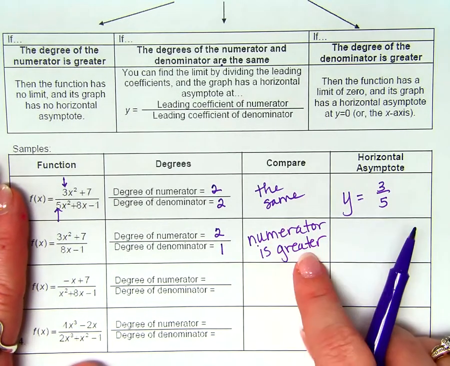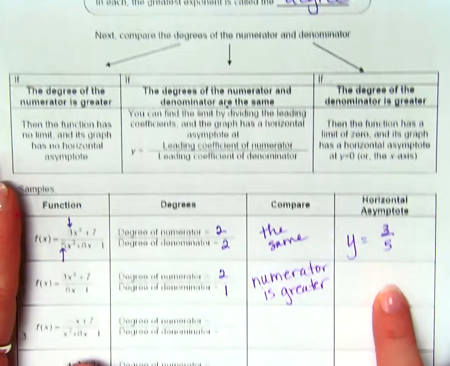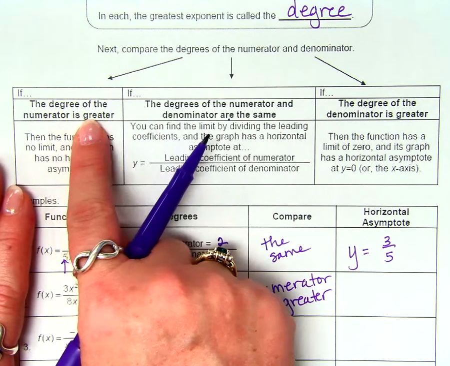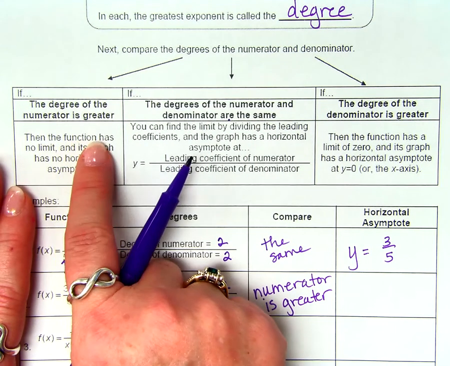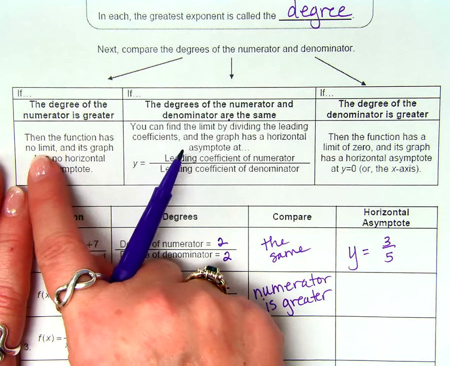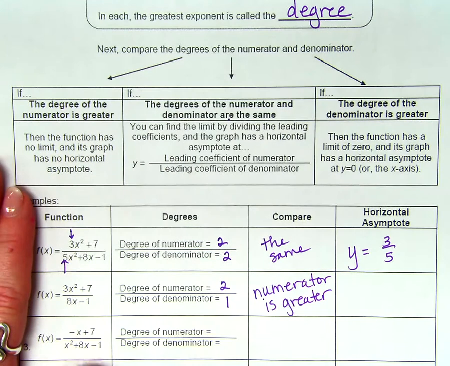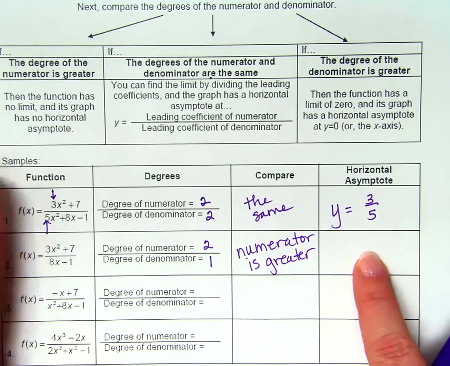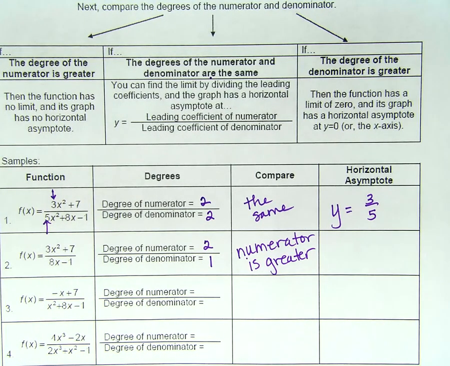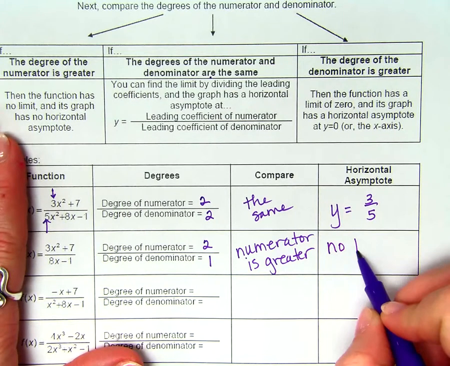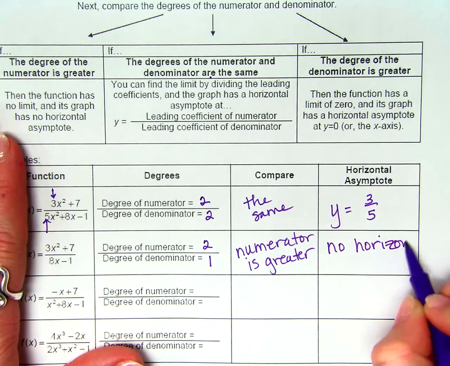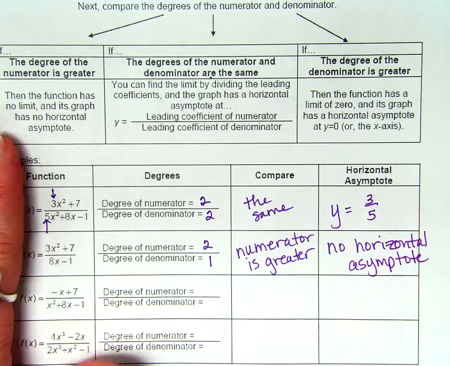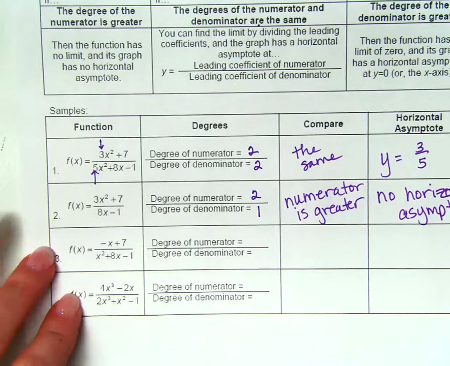If the degree of the numerator is greater, where is our horizontal asymptote? Numerator is greater, same, denominator. Okay, so numerator is greater. If the degree of the numerator is greater, the function has no limit and no horizontal asymptote. Here's the deal, though. We cannot leave it blank. If we leave it blank, we think that we didn't do it. So we write no horizontal asymptote. Okay? I'm going to leave the last two for you to do.